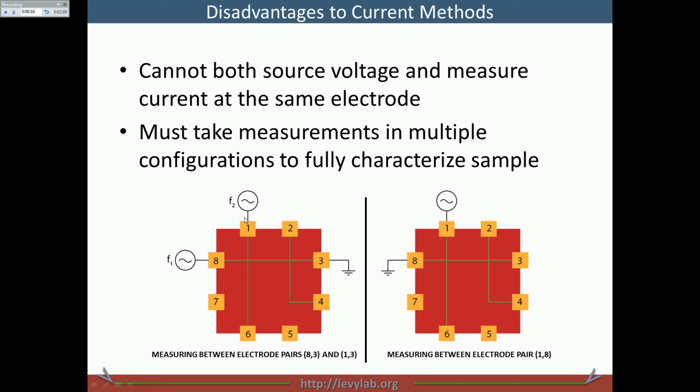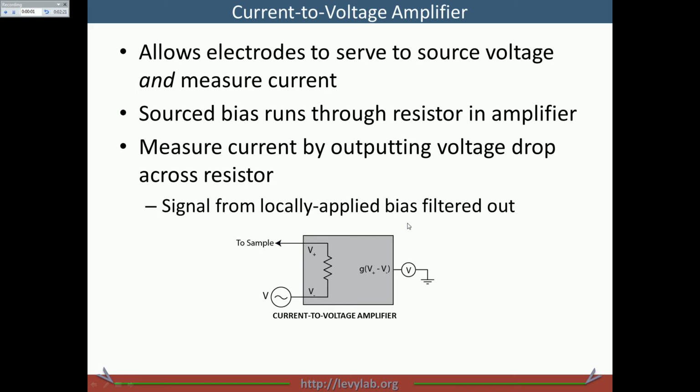So, for example, if you want to measure conductivity between electrodes 8 and 3, 1 and 3, and 8 and 1, you'll need to take at least 2 measurement configurations. So the solution we propose is to use a current to voltage amplifier to allow electrodes to serve to both source voltage and measure current.